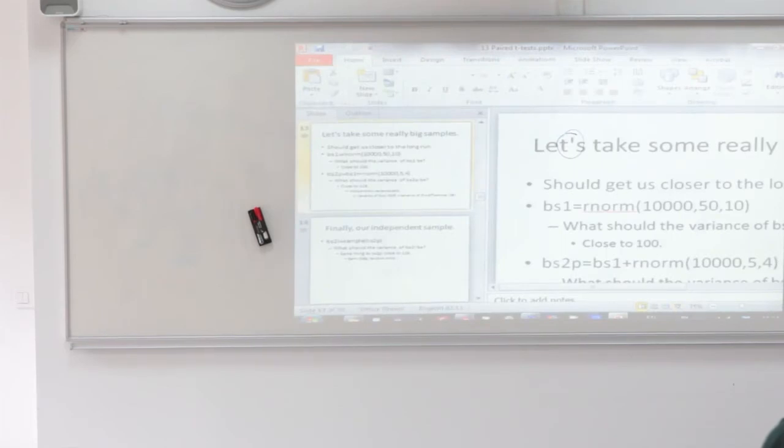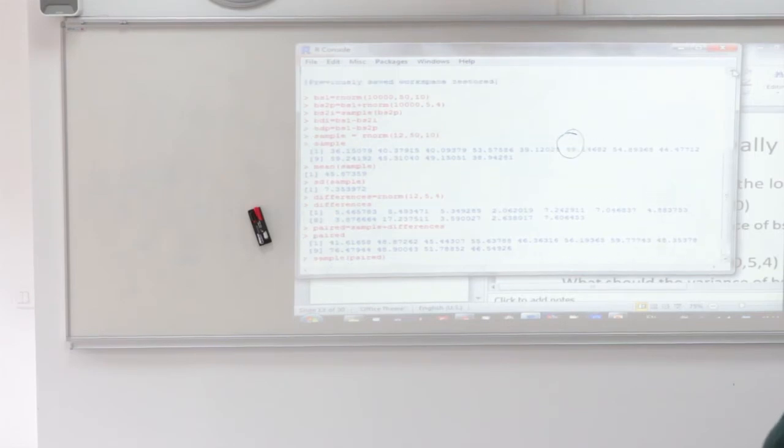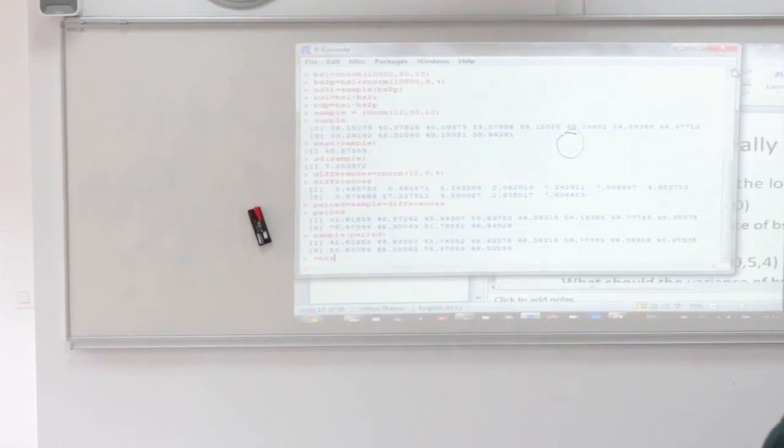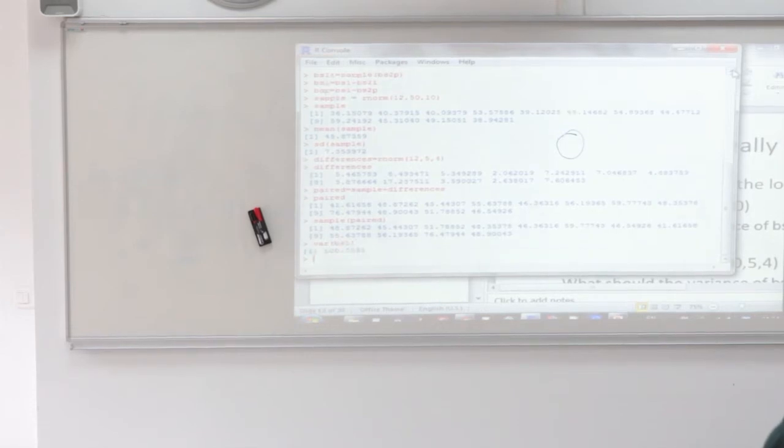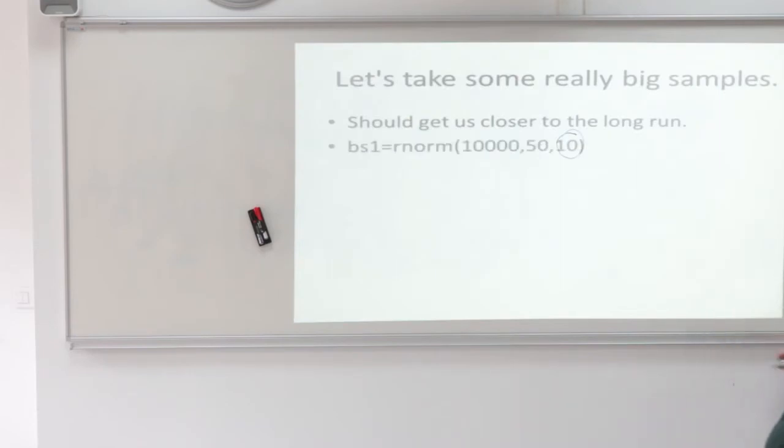Okay. So, in R, before class, I loaded up this. BS1, big sample 1, equals rnorm(10000, 50, 10). So, it's already there. Let's see what that is. Var. This will give us our unbiased estimate of variance. var(BS1), wow, 100.7. That's pretty darn close to 100, as it should be, right?